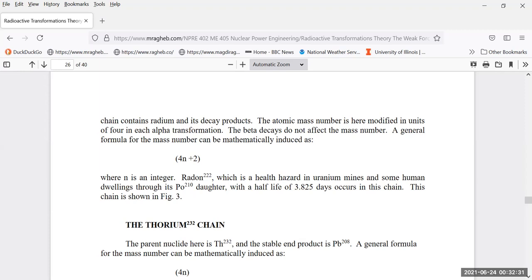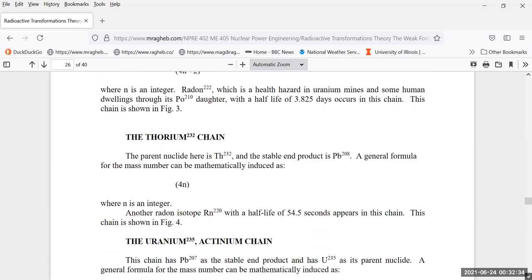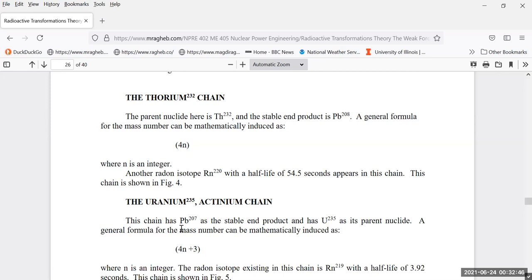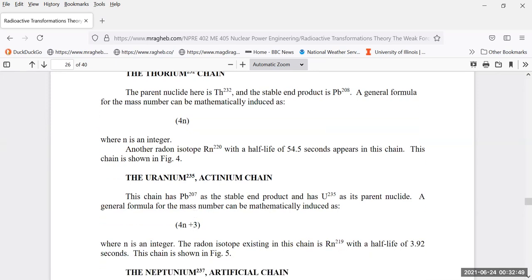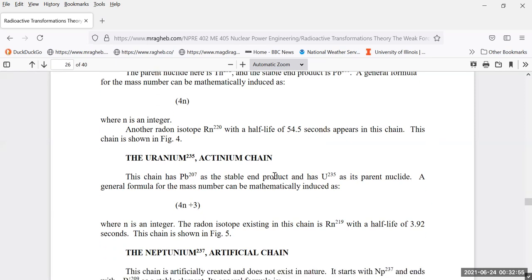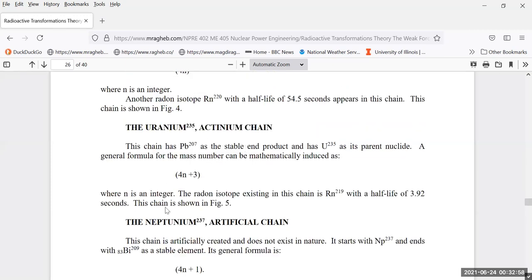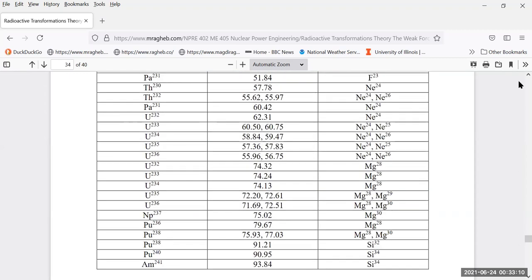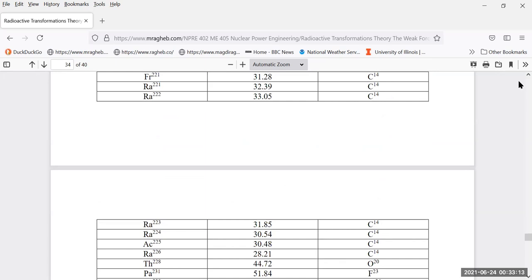There is also the thorium-232 chain. We said thorium occurs in nature, but it has a recursive formula 4N. The uranium-235 chain is called the actinium chain, and it has a recursive formula of 4N plus 3. And then, these three chains occur in nature, but a fourth chain has been created by humans. It's called the neptunium-237 artificial chain. It has a different recursive formula. So let me move forward and look at what I am talking about here in terms of those decay chains. Let's take the one for uranium-235.